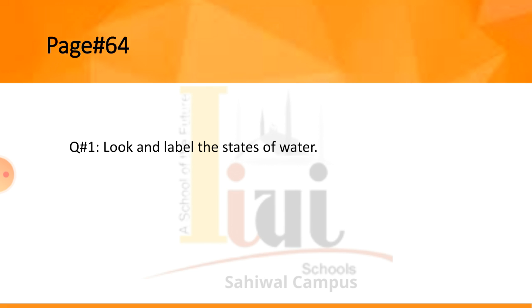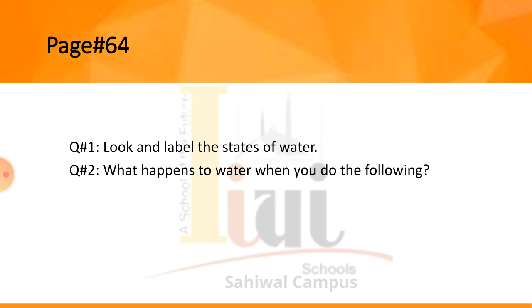Look and label the states of the water. So here you have 3 states of water and you have to label these. Question number 2. What happened to water when you do the following? So you have to read these 4 states on page number 64 and write what happens to the water when you do the following changes.